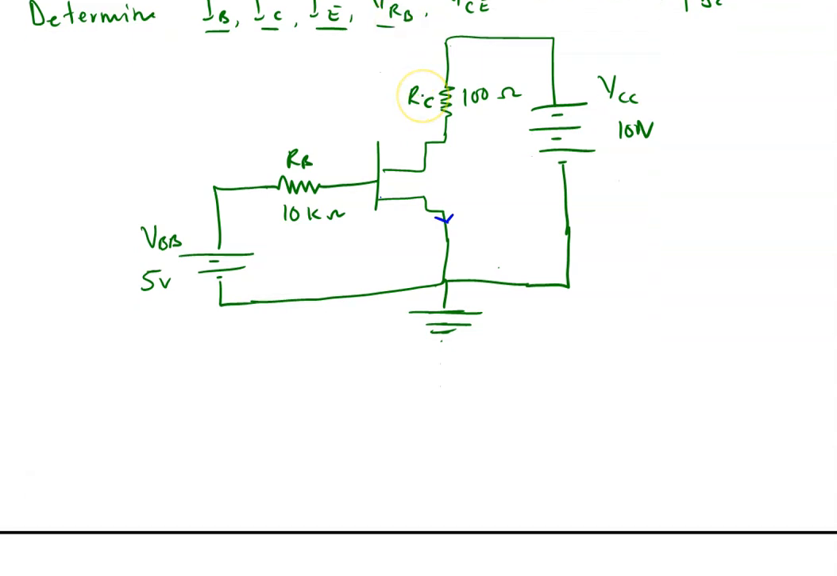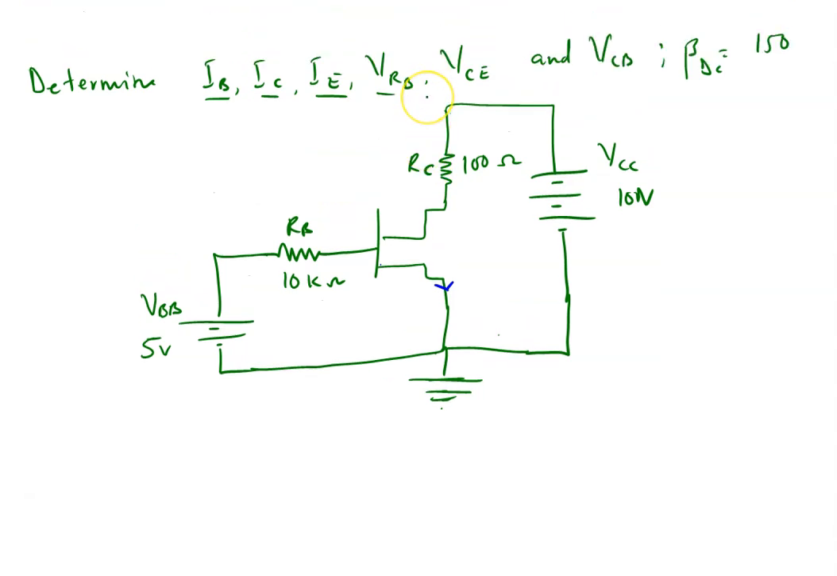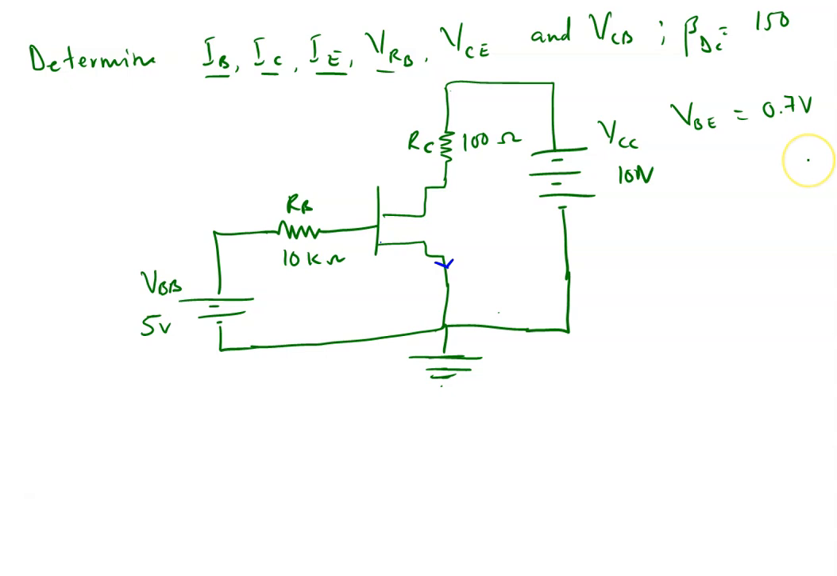You see, with this one, they've not given you whether it's silicon or germanium. They've not given you the values. So the best thing that you need to do is to assume that this is, let's say, a silicon based transistor. So VBE is equal to 0.7 volts, right? So with this one, we can find VRB.